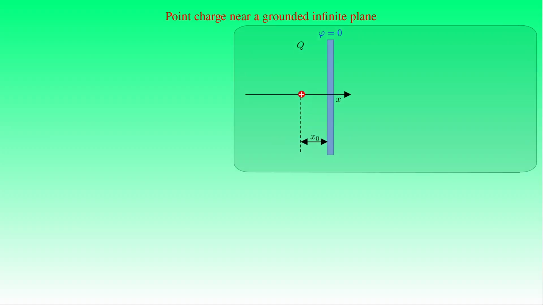Now we use the results obtained for a point charge near a grounded sphere to solve another problem by replacing the sphere with a plane. We can determine the electric field due to the point charge q at the distance x0 from a grounded plane as the limiting case of the previous problem if the radius of the grounded sphere becomes infinite. The electric field lines emanating from the point charge q terminate at the grounded plane and they are perpendicular to the phi equals 0 surface, that is, the field lines are parallel with the x-axis at x equals 0.